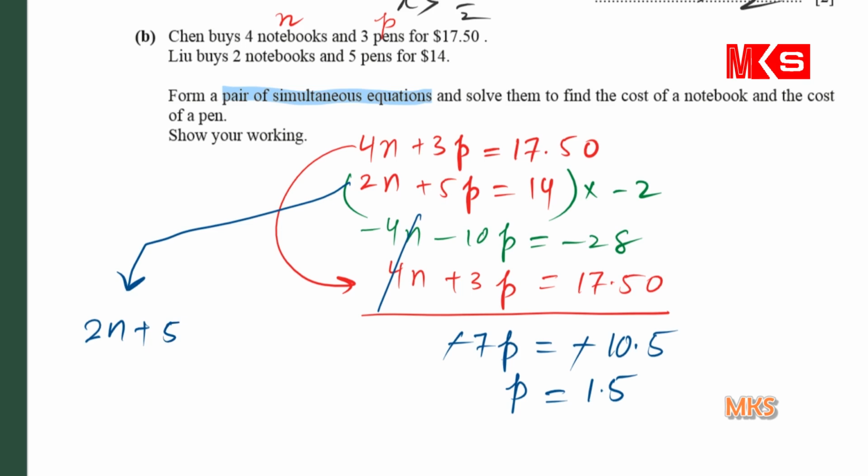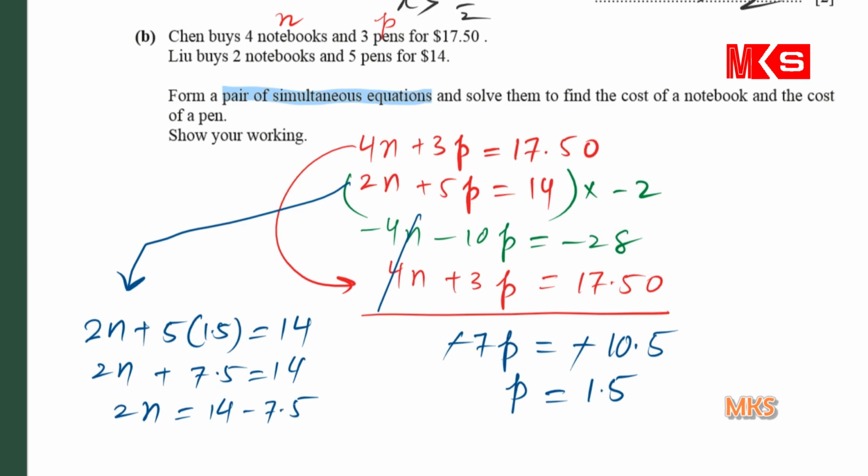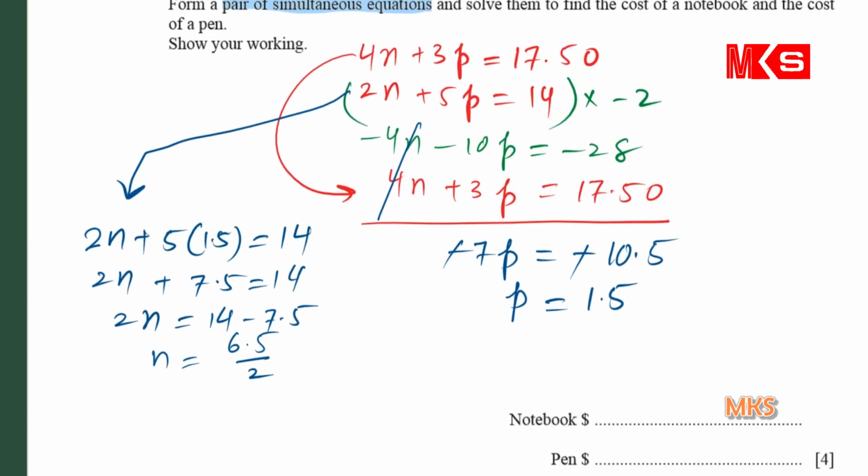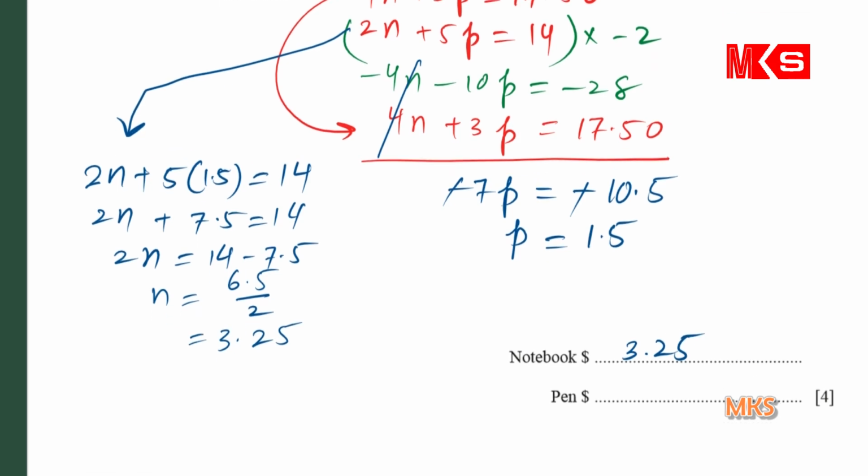2N plus 5 times 1.5 is equal to 14. So that will be 2N plus 7.5 is equal to 14. 2N is equal to 14 minus 7.5, that is 6.5. N is equal to 6.5 divided by 2, and that is 3.25. So N is 3.25, the price of notebook, and the price of each pen is 1.50.